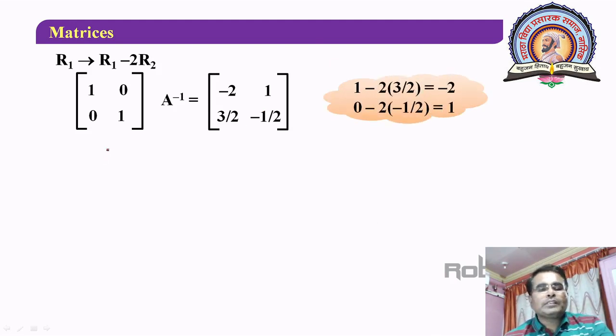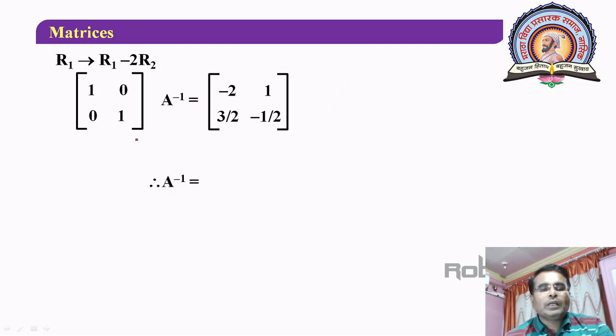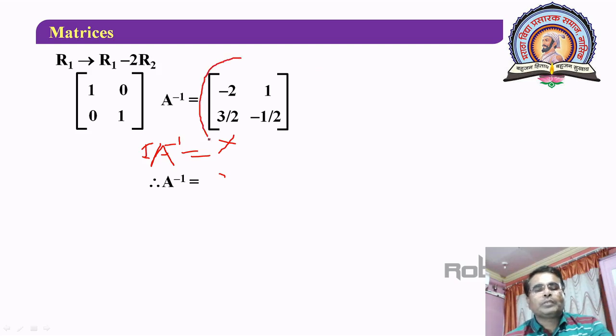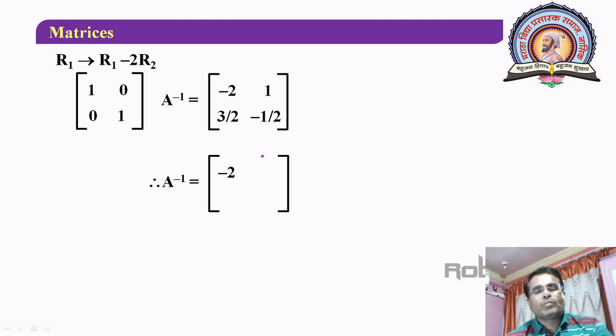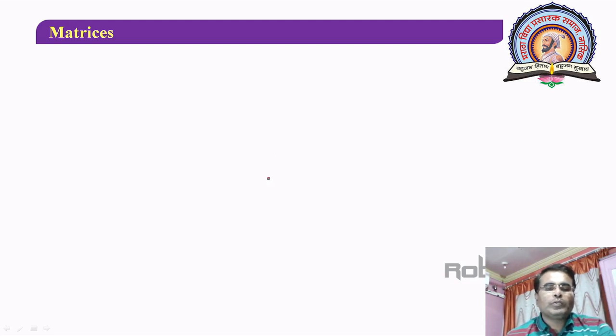Now you will observe that this is an equation of the type I into A inverse is equal to X, and whenever I into A inverse is equal to X, then you have got the last step. So therefore the matrix obtained on right hand side here is nothing but your required inverse. So therefore, minus 2, 1, 3 by 2, minus 1 by 2, that is nothing but your required inverse of a matrix. This is the way to find inverse of a matrix using row transformation, and here we have considered an example of a 2 by 2 matrix.